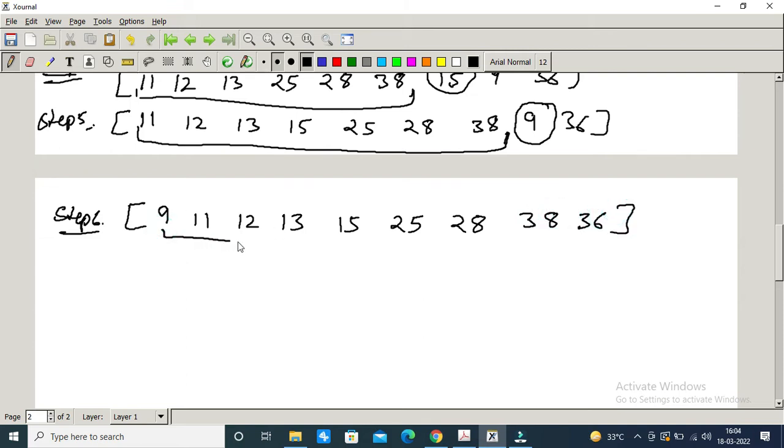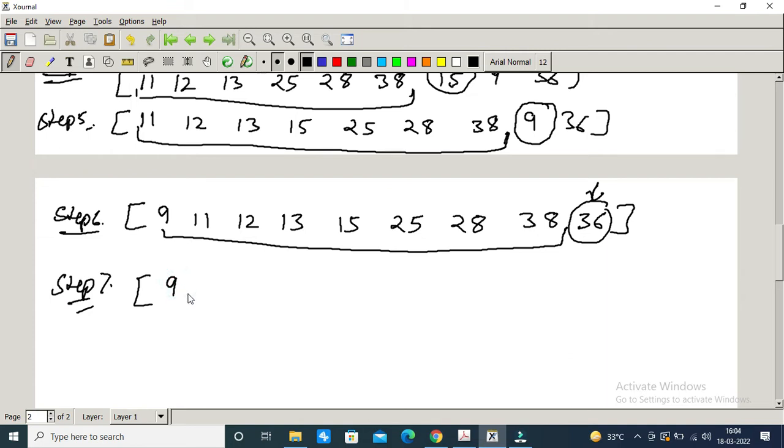Now okay, in this step we have already sorted these elements. Now we have this 36. So we have to insert this 36 at its proper place, and its proper place will be before 38, right? So now this is your last step. It will be like 9, 11, 12, 13, 15, 25, 28, and then 36, and then 38. So now your array or list is sorted. So this is all about the insertion sort.